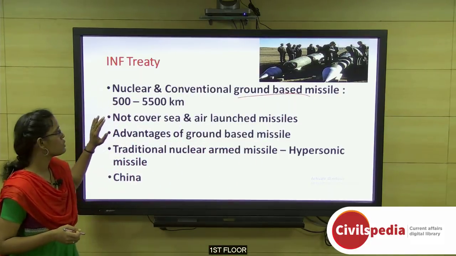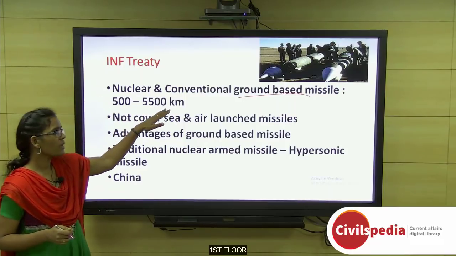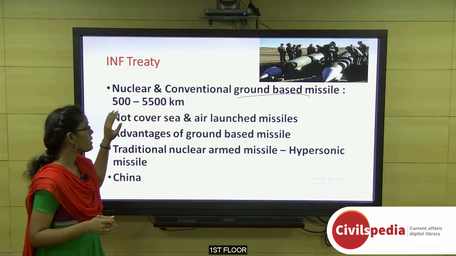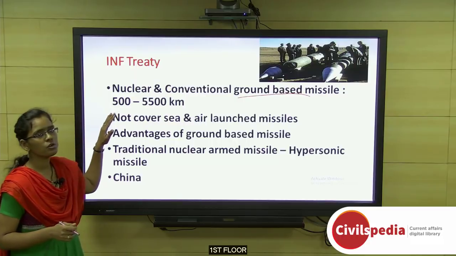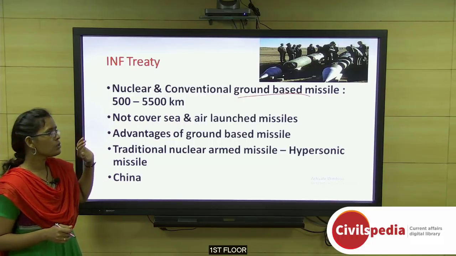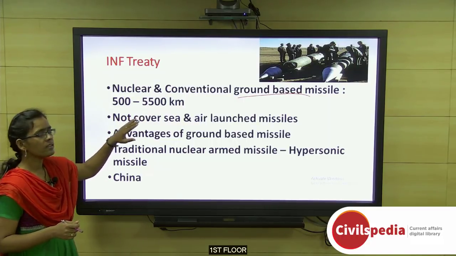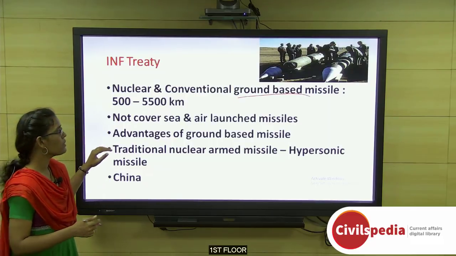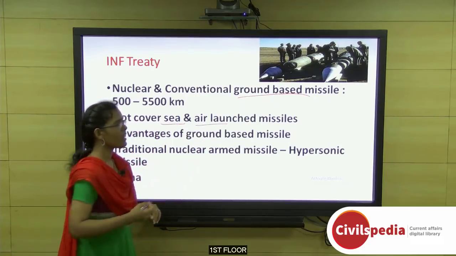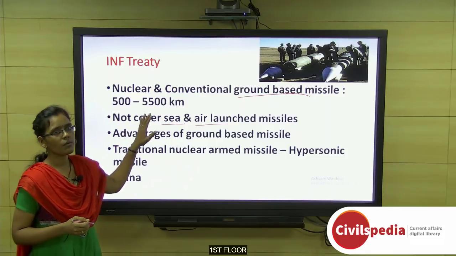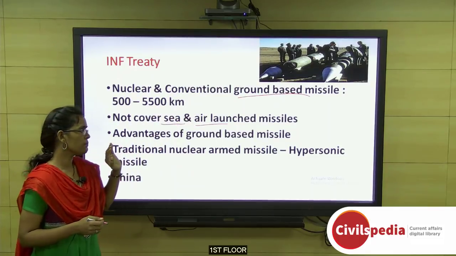The main objective is to control the nuclear and conventional ground-based missile systems that range from 500 to 5,500 kilometers. Beyond that, it will not control. At the same time, this treaty does not cover sea-based as well as air-launched missile systems. It covers only the ground-based missile system.